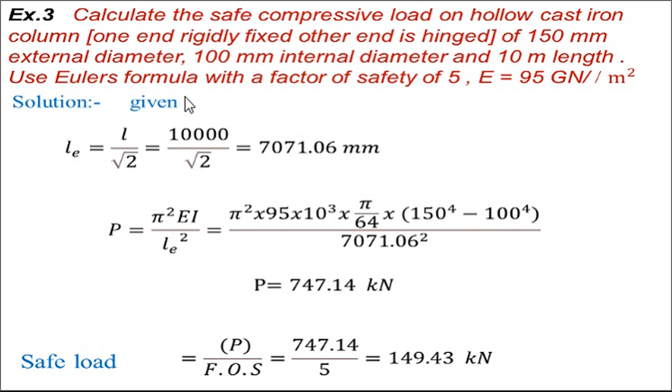If the end conditions change, your effective length or equivalent length values also change. But the basic crippling load formula is the same, and you just have to determine the other values. Most of the time the modulus of elasticity is given, and you have to determine the minimum moment of inertia depending upon the section, and the effective length depending upon the end conditions. And if they ask about the safe load, by using the factor of safety you can determine the safe load of the column.